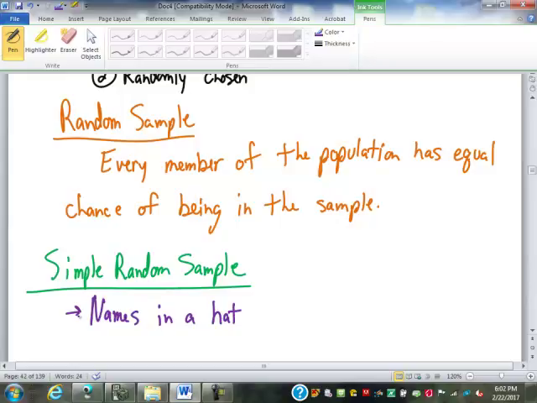Again, there's a problem of defining who is actually in that population. But putting everybody in the population in a hat, whether it's their name or assigning an identification number to them, mixing them all up and then drawing out however many you're going to have in your sample. Now, it's very important that before you start, you determine the sample size before you select.